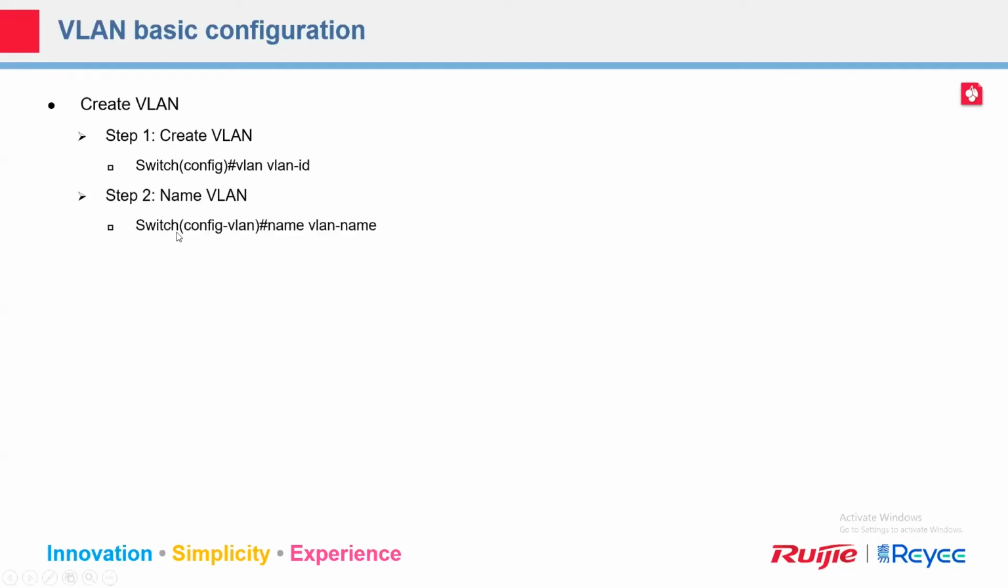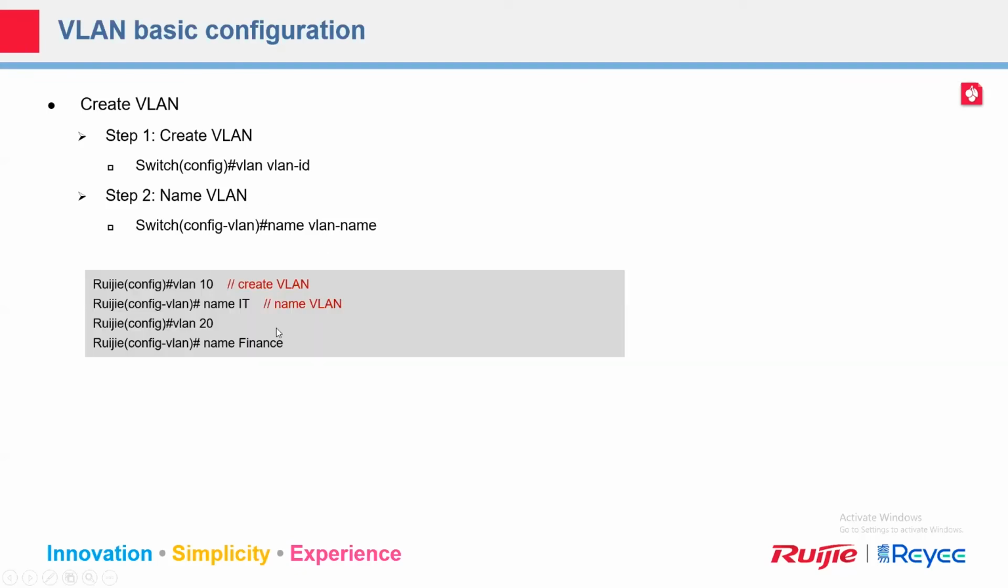In the second step, you can give the name. Of course, this is an optional configuration. That means if you don't use this command, the VLAN can also work. But this helps us to understand our network better, for example, VLAN 10 for the IT department. And this is an example: we create VLAN 10 and give the name IT. VLAN 20, the name is finance.